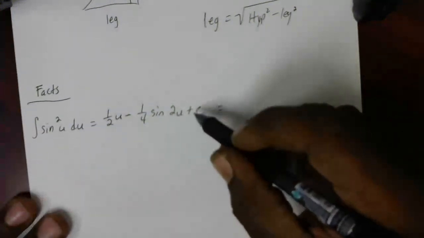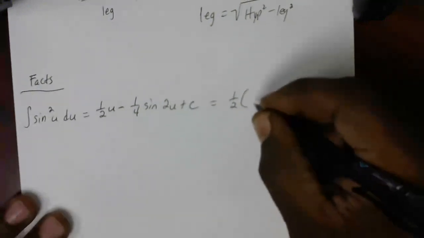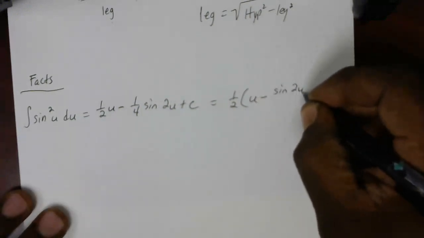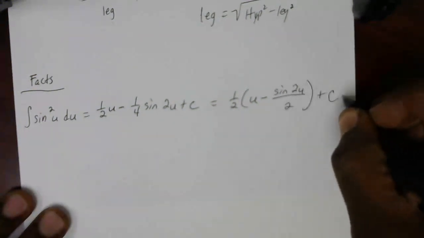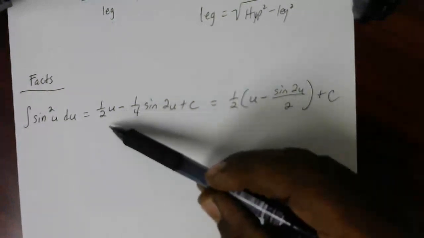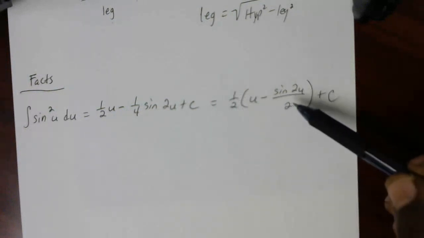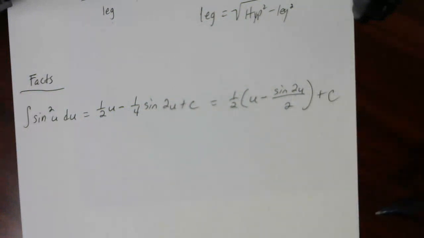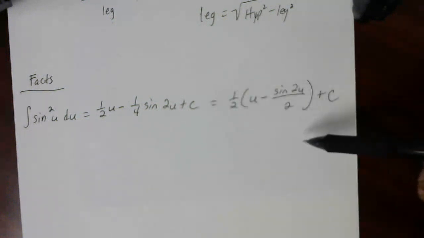I'm going to write this a slightly different way. This can also be written as 1/2 times the quantity u minus the sine of 2u over 2, plus c. So notice if I distribute, 1/2 times u is 1/2 u, and 1/2 times negative sine 2u over 2 is negative 1/4 sine 2u plus c. I'm just writing it in a more compact form, and you're going to see why as we go through the example today.